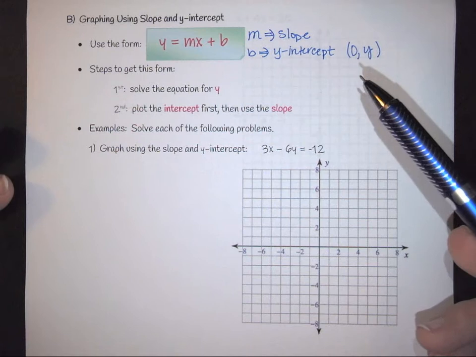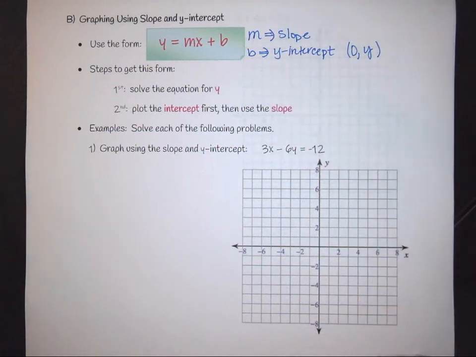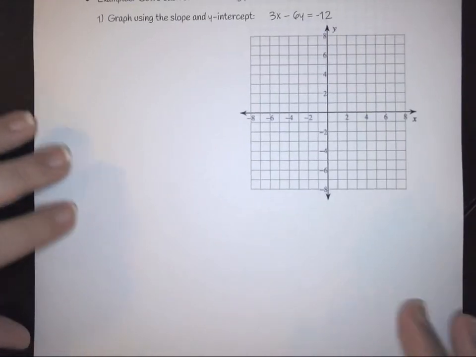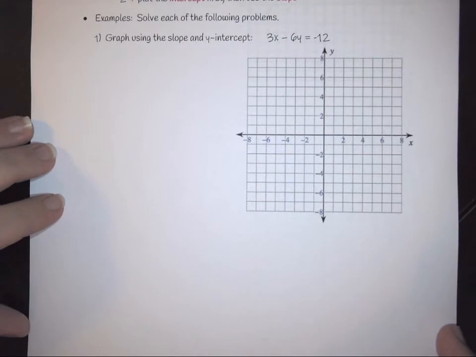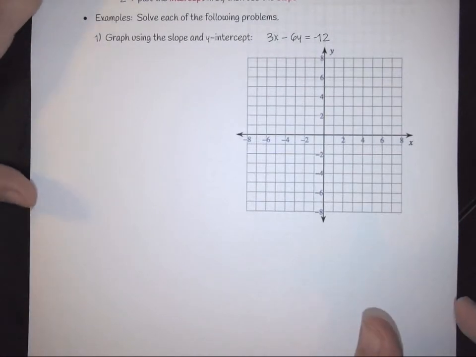Okay? So the steps that you want to use in order to graph is that first you need to make sure that you rearrange or solve your equation for y, thus putting it into slope-intercept form. Then you need to identify the slope and your intercept point. You want to graph your intercept point first and then use your slope to find a secondary point and then connect the dots. So here I have 3x minus 6y equals negative 12.